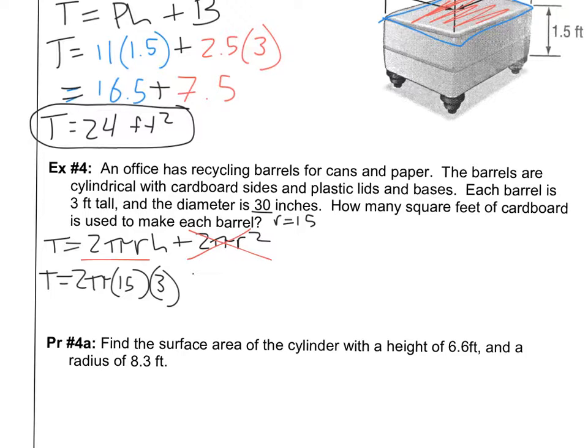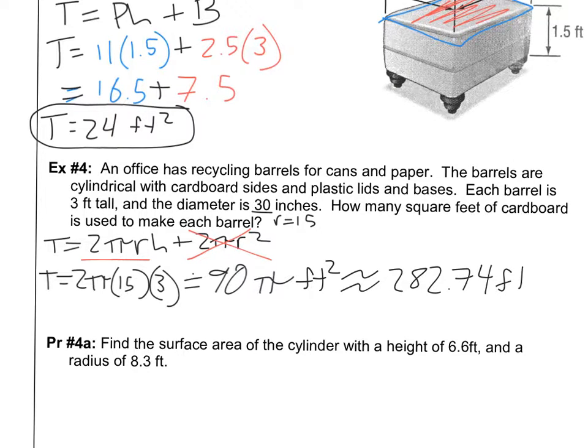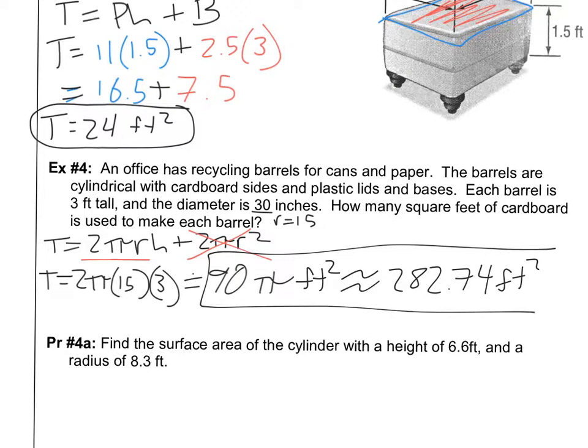So, easy enough. 2 times 15 is 30. 30 times 3 is 90. So we have 90 pi. And that's in square feet. Again, they may ask for this rounded to the nearest, maybe let's say hundredth. If they do, I just plug 90 times pi into my calculator, and I would get that that's approximately 282.74 square feet. Again, I'm just showing you how to find both types of answers, exact form and decimal form.